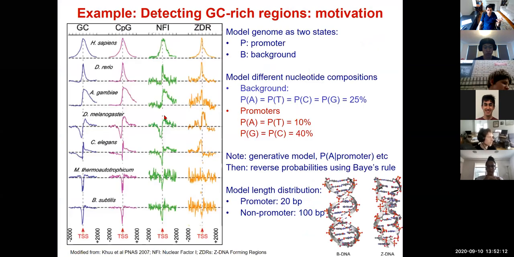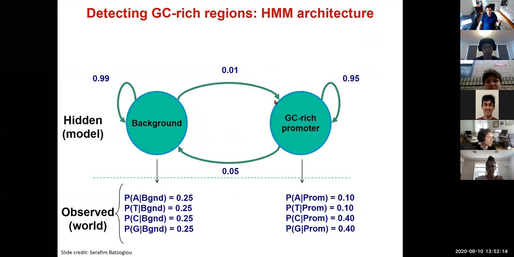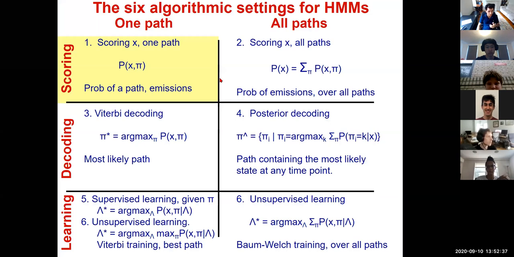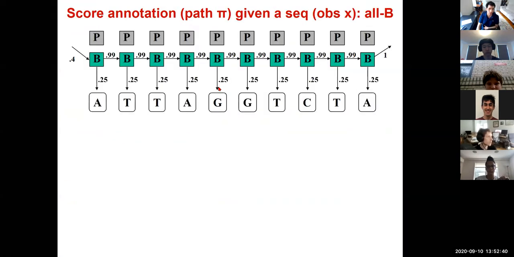So now that we have our first hidden Markov model, let's use it to do some really cool examples. What we're going to do is calculate the joint probability of a given sequence and the parse of that sequence, namely the probability of a vector X and an adjoining vector pi being observed together. So let's see, how do we score a given annotation, a given path or a given parse of my sequence, given a sequence of observations?